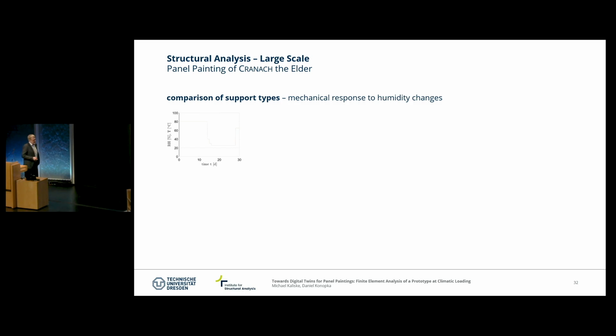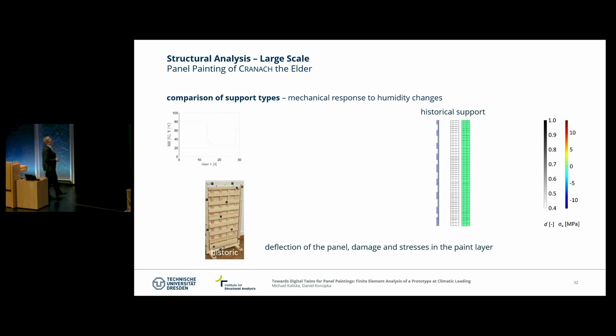So the nice thing with our numerical investigations is, of course, we can investigate different constructions, different situations, and play around in the computer without touching the real structure. And we investigated here, for example, the historic support, which you see here on the left-hand side. We will look into the damage of the paint layer. We look into the stresses that are encountered under the climate, which has been applied in the climate chamber as well.